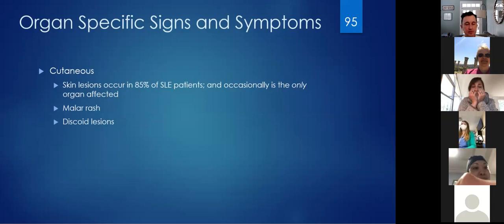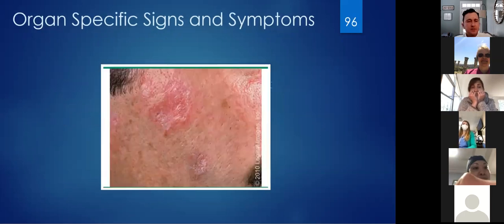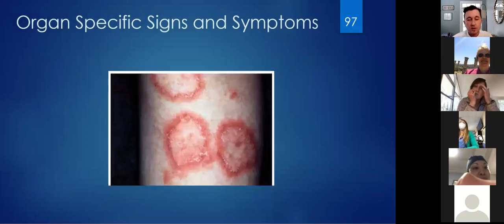Discoid lupus is another common presentation of skin involvement. So these lesions are erythematous, well demarcated, sometimes scaly. They're often painful and itchy as well. Occasionally, if you have a bunch in the same area, they can merge over time and actually become hypertrophic and malignant. And there's also a pretty big difference in how discoid lupus itself can present. So you have the more subtle presentation like this, and then you have other types of discoid lesions which can look like this.